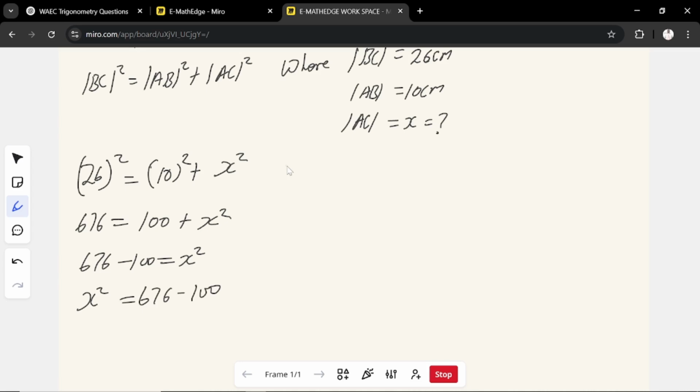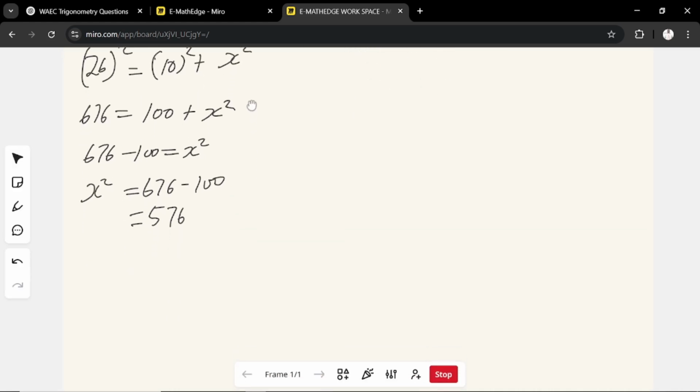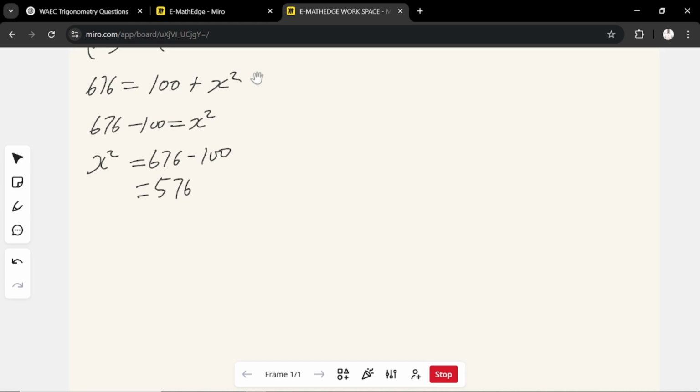All we do is to swap. The left hand side goes to the right hand side, while the right hand side goes to the left hand side. It is swapping, so nothing changed. 676 minus 100 is going to give us 576. Now, mind you, we are looking for x and not x squared, whereas what we have obtained now is the value for x squared.